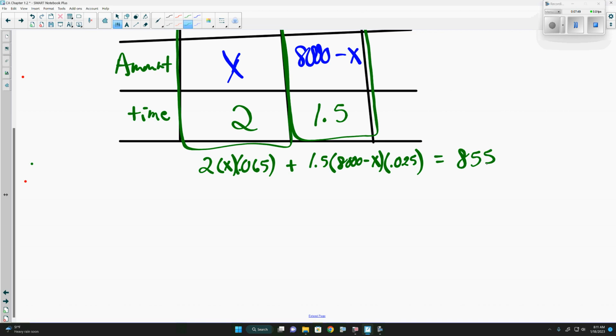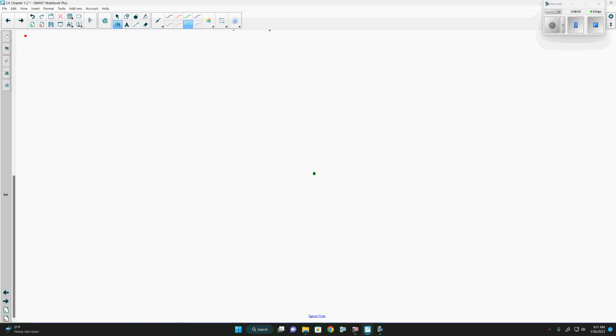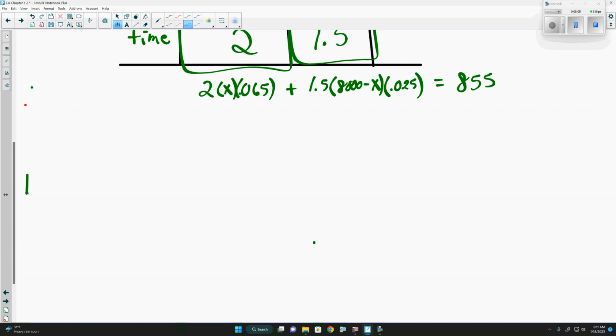Now, if it was asking us when they would be the same, given a certain amount, we would set them equal to each other, because what it's asking is going to determine what we do. Now, at this point, we just need to solve for X. So we're going to multiply these together to see what we get.